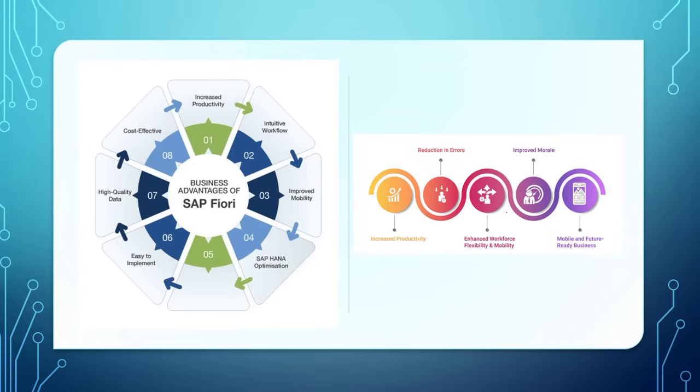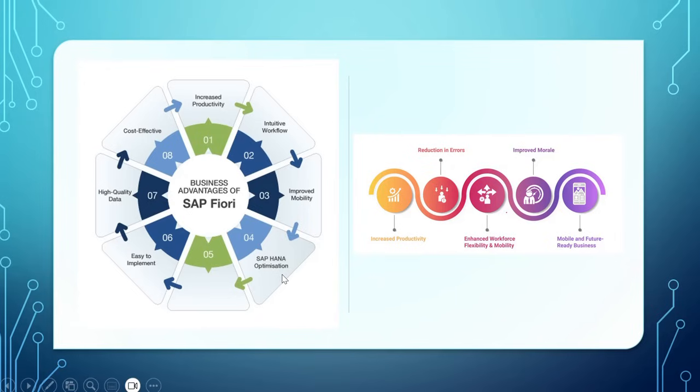The first one is increased productivity. SAP Fiori is role based, and it helps the user complete tasks faster and more effectively in the workflow. This UX is modern and user friendly, and it reduces training time and makes tasks easy to understand. It also improves mobility, so you can run it on mobile, tablet, and desktop. It allows work from anywhere, boosting agility.